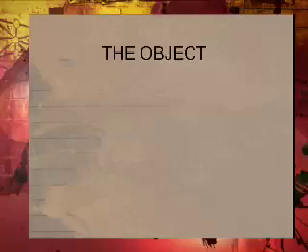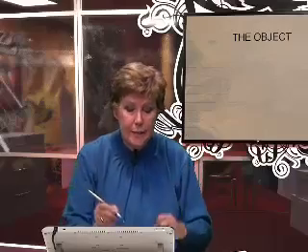Welcome back. We're talking about the sentence, and we've said that a sentence must have a subject and a finite verb. Does a sentence have to have an object? No, not necessarily, but it can. How do we know what the object is?